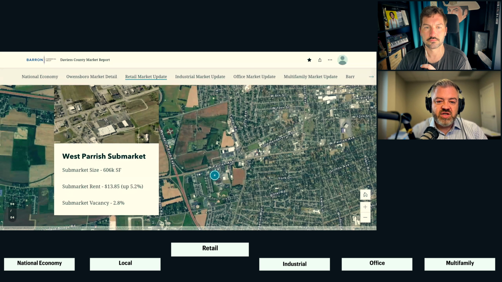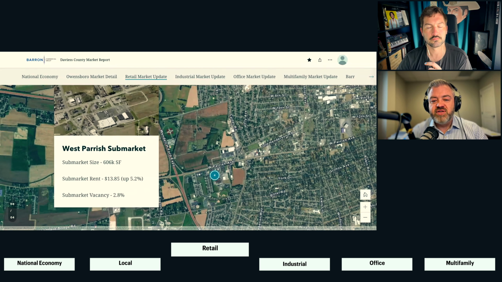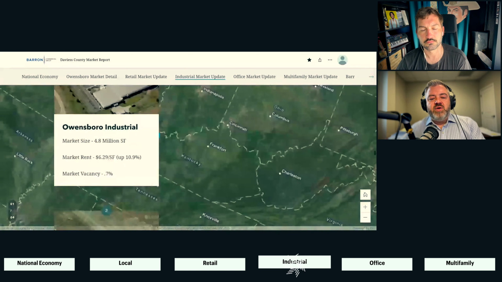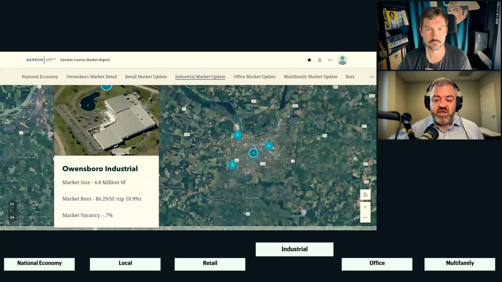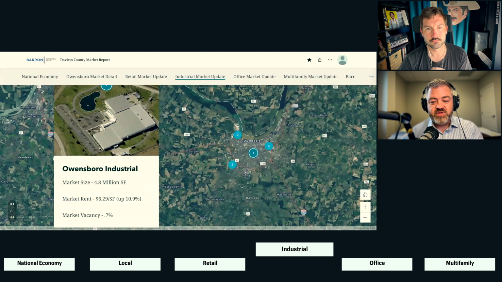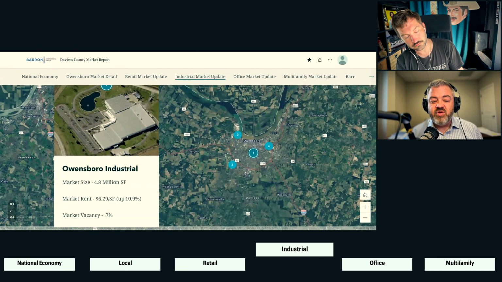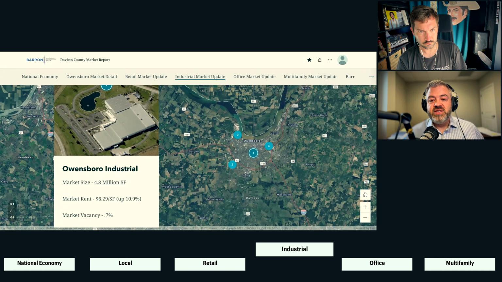And that just gives you an overview of what retail looks like in Owensboro, Kentucky. We also have three main submarkets of industrial in Owensboro, 4.8 million square feet of industrial space. That's not much. It's very tight. You can see the market vacancy is less than 1%. Wow, that's insane. Industrial rents have gone up a ton very quickly because industrial was the big winner out of COVID. Lots and lots of demand.